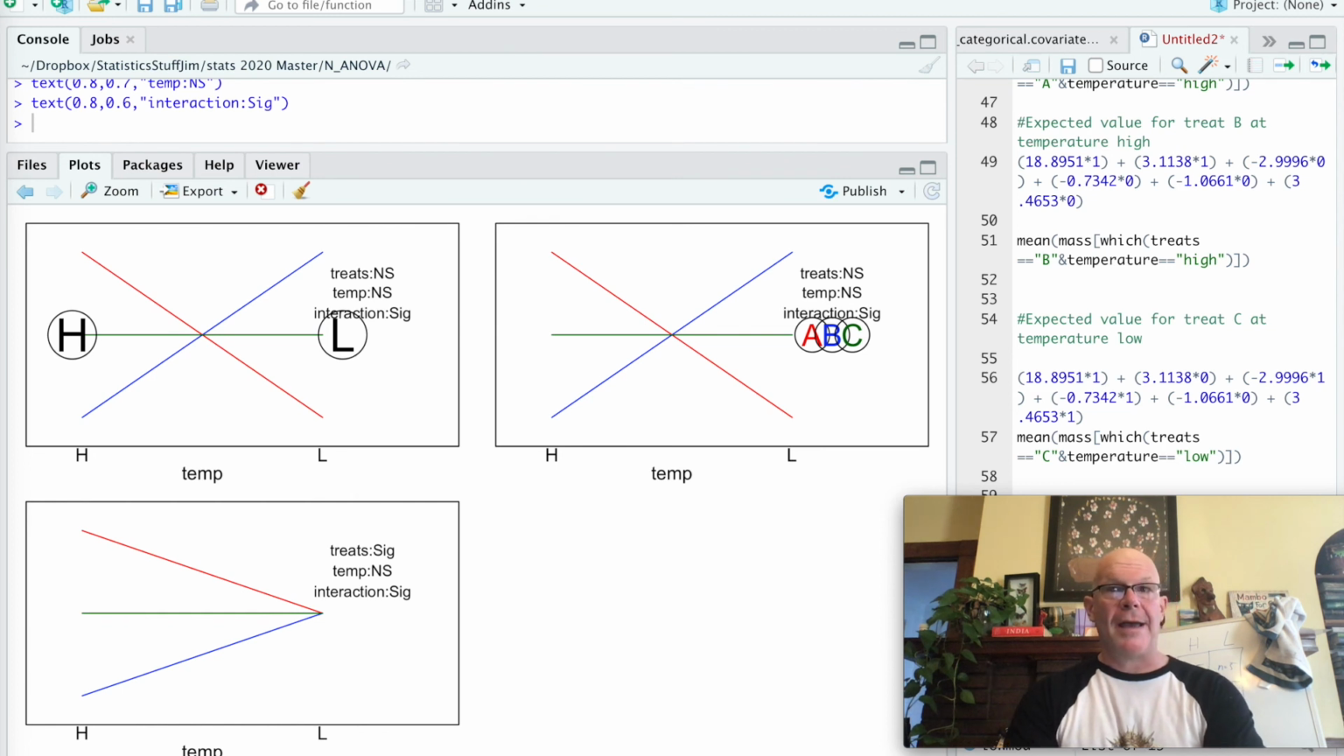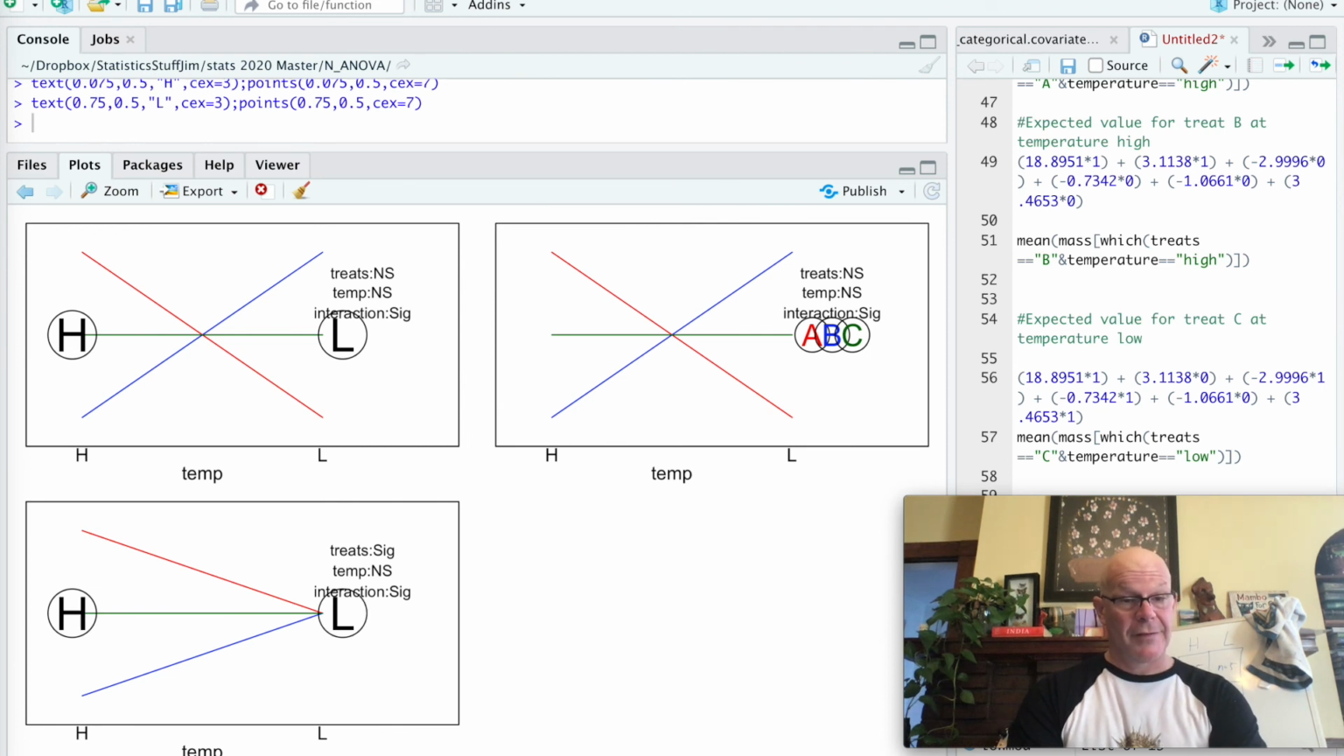And so why do I think that? Well, first let's think about temperature. The mean at the high temperature is what? It is there. The mean at the low temperature is there. So it makes sense that an ANOVA on that full model would fail to detect an effect of temperature.